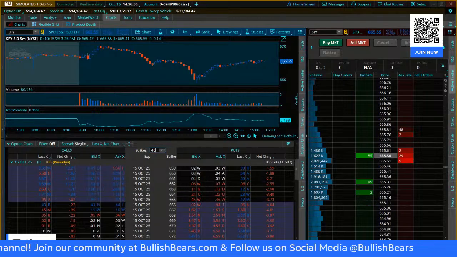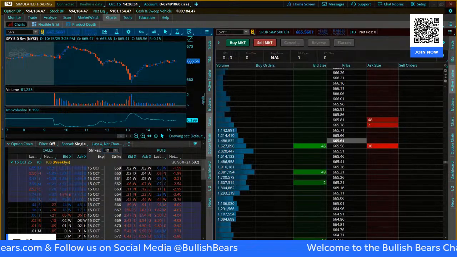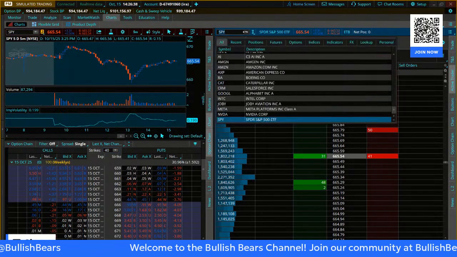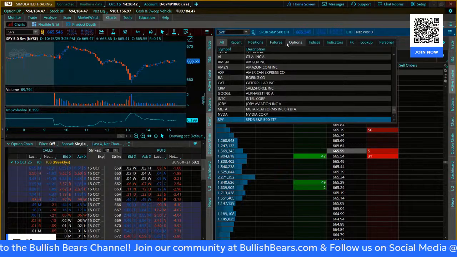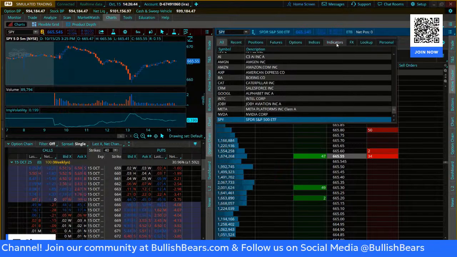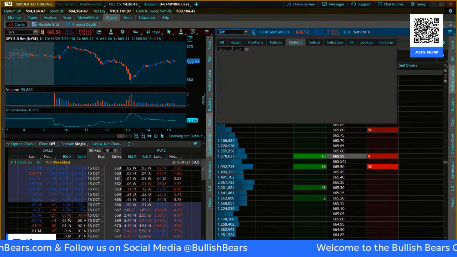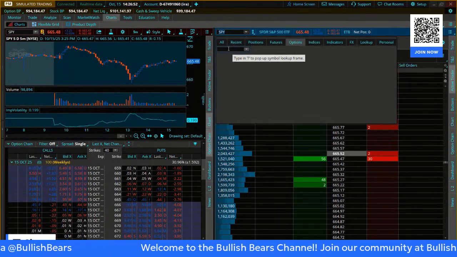Well, there's a volume profile right here, but it's set to SPY. So if you hit the drop down menu, you've got choices across the top. We want options. And now we got another drop down, right? It's like this one, but it's down here. What options do you want?